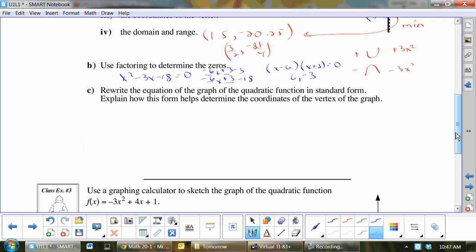Okay? Now part C is rewrite this in standard form. So rewrite the equation in standard form. Now standard form is x minus p squared plus q. So first of all, let's write this out. x squared minus 3x minus 18. Now we are going to learn again how to complete the square. First thing we always had to do was take out the number in front of the x squared term. So we looked at just these two. Now the number in front is a 1, so I'm going to go 1 times x squared minus 3x. And then I left a lot of space, and then I put minus 18.